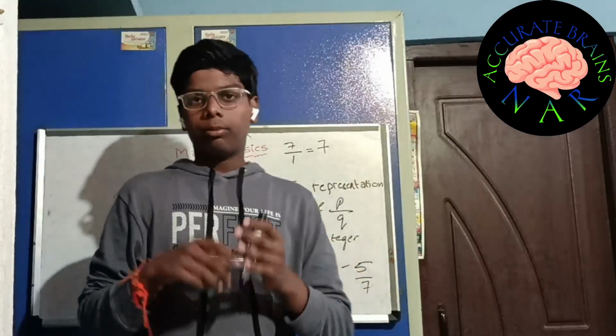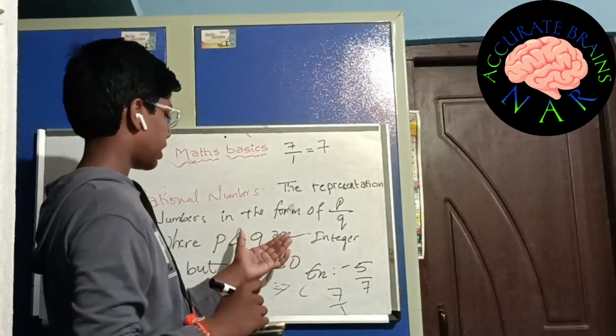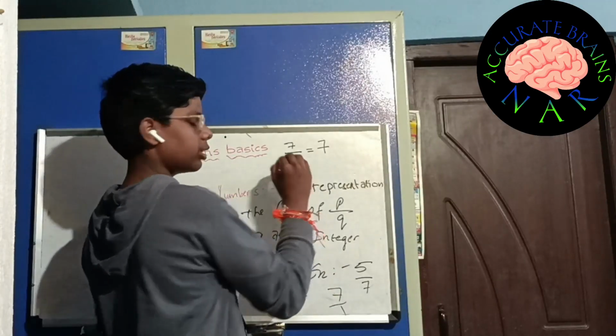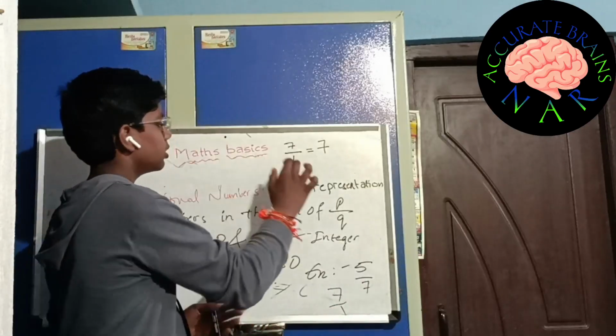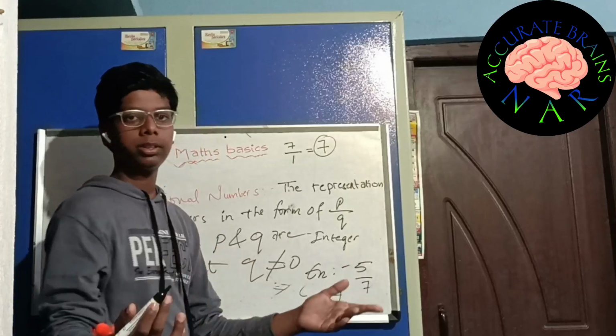But what is the rule for rational numbers? p and q are integers, where q is not equal to 0. Here q is not equal to 0, right? q is equal to 1. So this is a rational number.